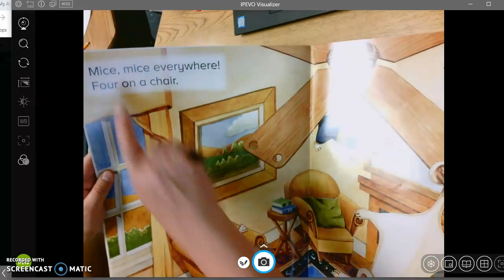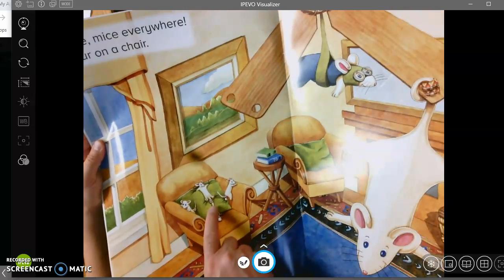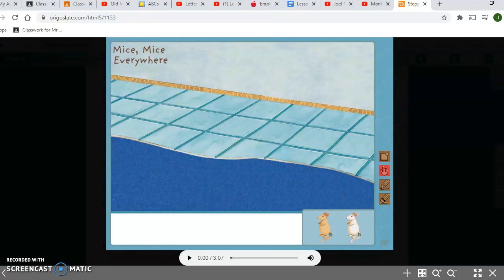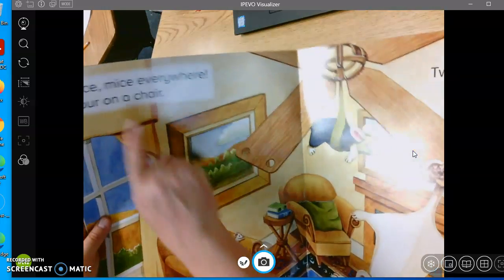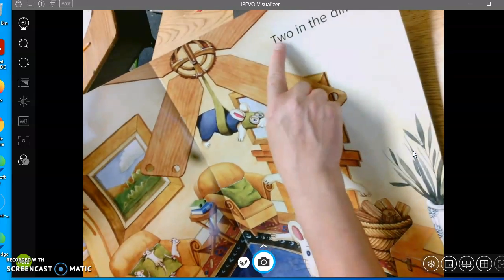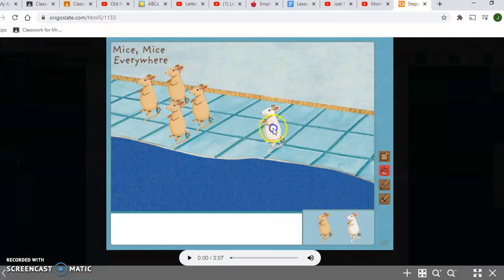Now you remember this one? This said mice, mice everywhere, 4 on a chair. Okay, now remember there's 4 down there. So let me go to the activity pad and we're going to put 4 brown mice. 1, 2, 3, 4. All right, and then let's go back to the story and see how many more. There's another group, so there's a group of 4 on a chair, and also another group of 2 in the air. 1, 2, okay? So let's put 2 of the white mice. So we have 4 and 2.